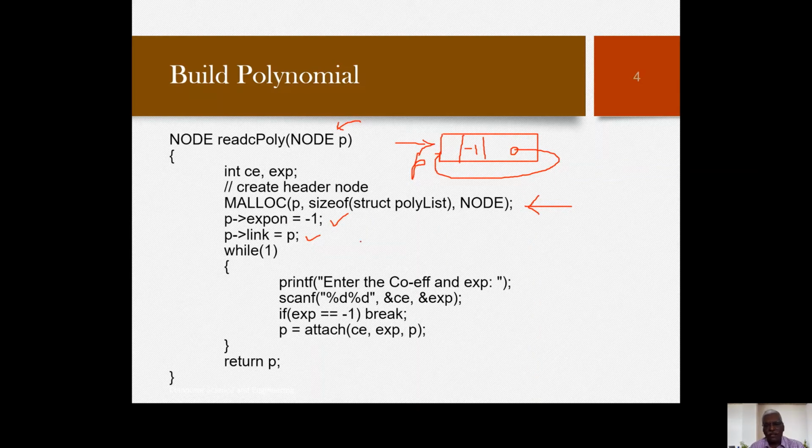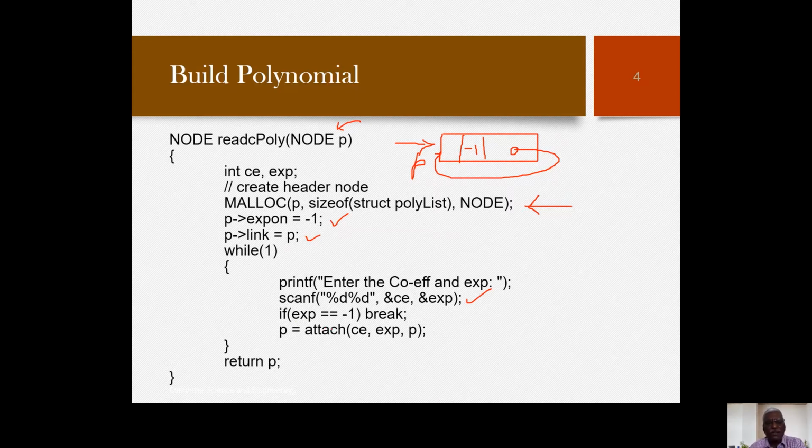Once the header node is created, I can read in all the terms and keep adding them to this header node. How do we do that? That's very simple. First, we read in the value of coefficient and exponent. You can see here scanf: coefficient and exponent are read. And if the exponent is -1, I will not read any more terms. This is the condition which will help us terminate the reading.